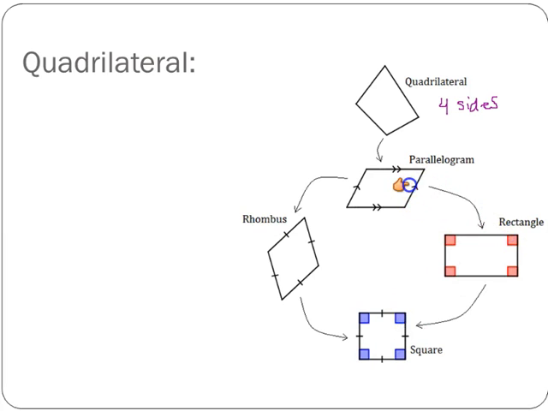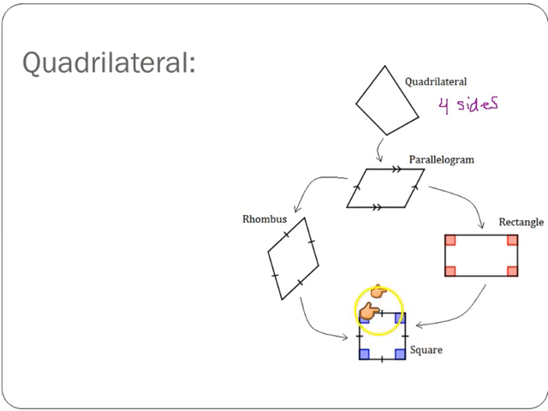So a rectangle is a type of parallelogram. It's a special type. A rhombus is a special type of a parallelogram. And a square is also a special type of a parallelogram. So rhombuses, rectangles, and squares are going to share all the properties of parallelograms. And then they're going to have some properties that are specific to that special shape. So let's look at a square, for example, because we're all familiar with this shape.